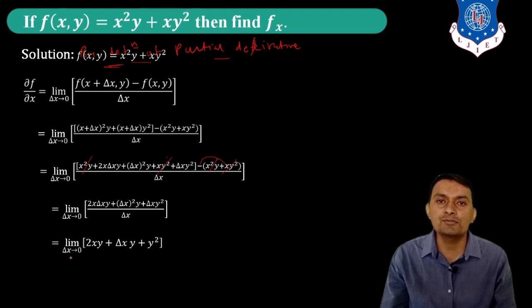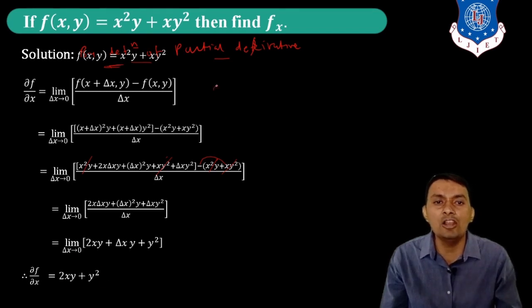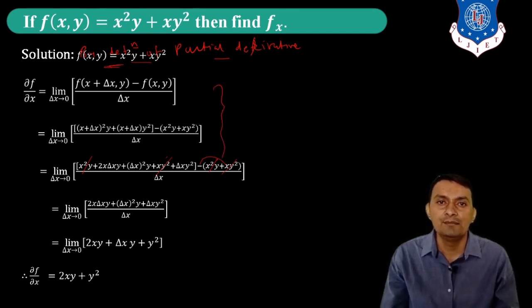But when I take the limit delta x tends to 0, we are going to get 2 x y plus y square. This is all about the definition. But how we can determine it directly later on, that is what we are going to learn.